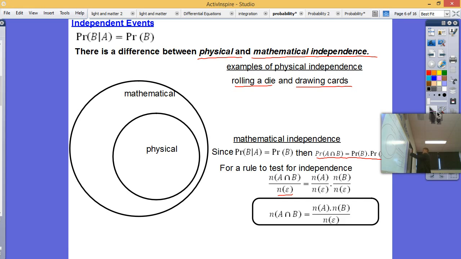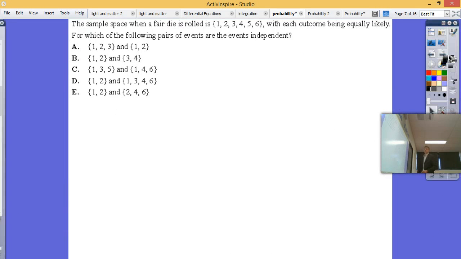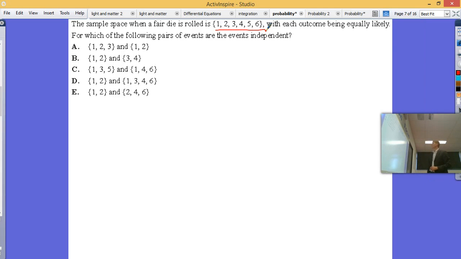Let's see how this works, putting it together. This is an exam problem. This pops up now and then. So, the sample space when a fair die is rolled is 1 to 6, with each outcome being equally likely. The probability of each is a sixth. For which of the following pairs of events are the events independent? There's nothing about the physical nature of these events, so we have to draw on some mathematical independence idea.